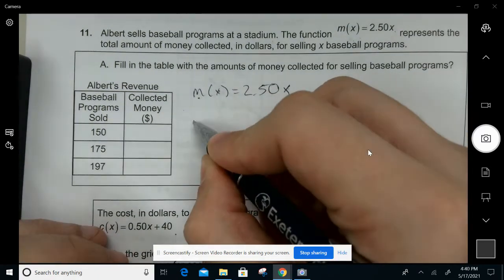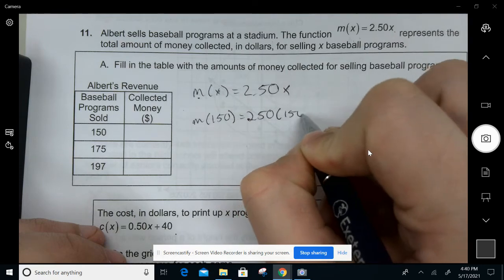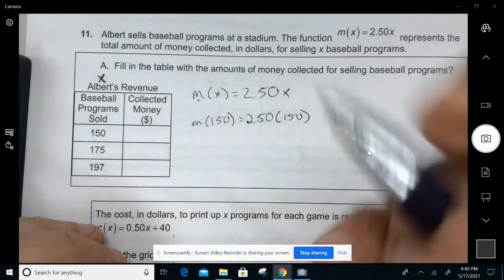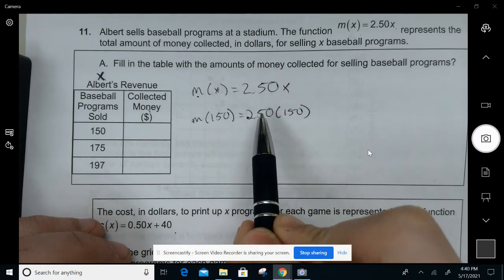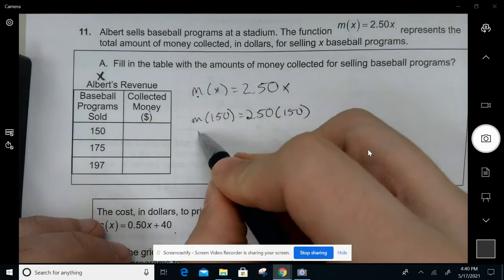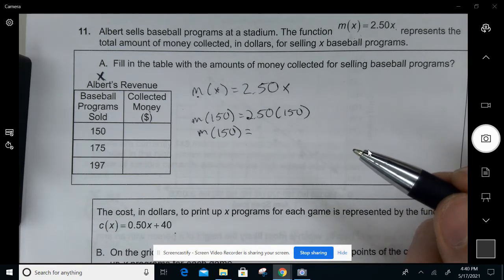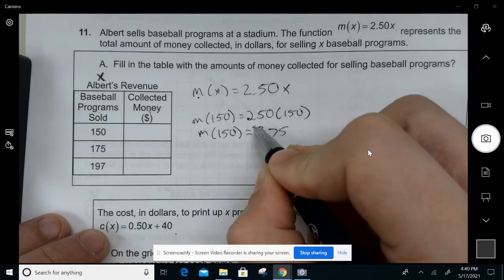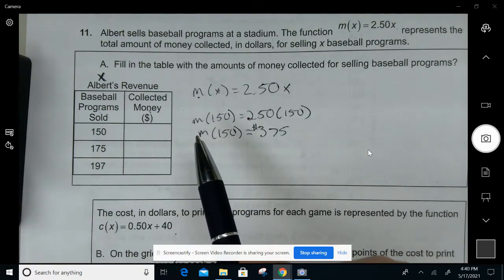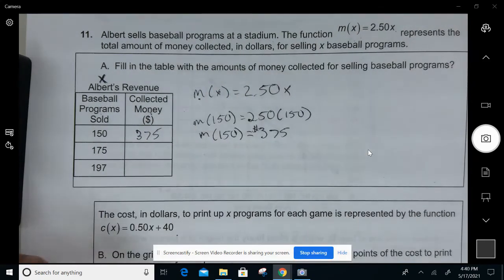The way you'd write this with function notation is you plug in 150 for x. Think about a table. This is your x, this is your y. So this is saying they sold 150 programs at $2.50 a piece. $2.50 times 150 is $375. So this says the function m, when we plug in 150, we get 375, and that's dollars. All right, and you do that for each of these numbers.